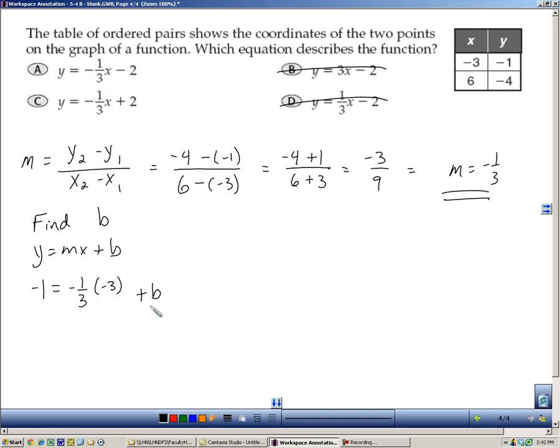Here's a reason I chose the negative 3, negative 1. I could see that my m had a 3 in it, and I knew that my x value here of 3 would cancel with that 3. So that's why I chose that. Because now I can cancel the 3 and the 3, I can cancel the negative and the negative, and I get negative 1 equals 1 plus b. Subtracting 1, and you get b equals negative 2. So I can cross this one off, and my answer is A.